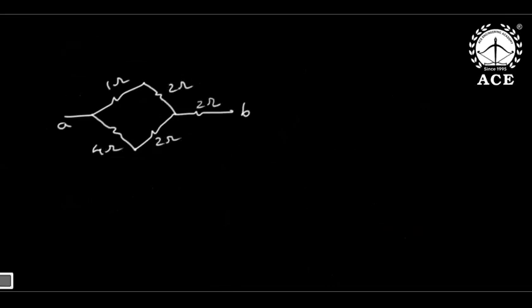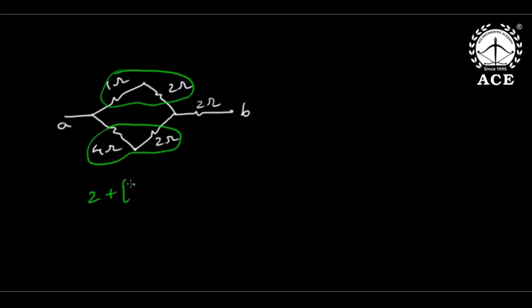Now very simple, sir. This 1 plus 2 becomes 3. This 2 plus 4 becomes 6. So 2 plus 3 in parallel to 6, that is 2 plus 18 by 9, which is 2. 2 plus 2, the answer is 4 ohms.